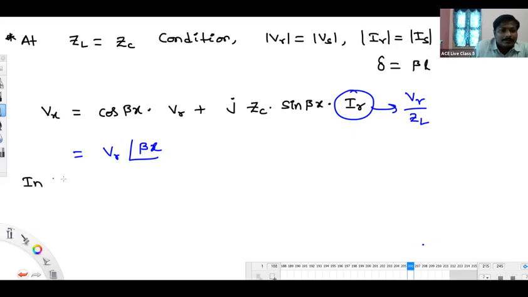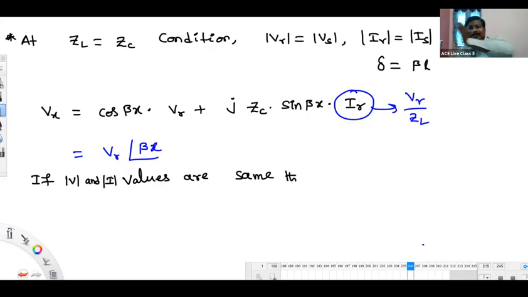Right. So I can say in this case, mod V values are the same throughout the length of the line, and mod I as well. But you should not assume that mod V equals mod I. That's what I'm saying. Mod V is not equal to mod I. Mod V is the same throughout the line, and mod I is the same throughout the length of the line.